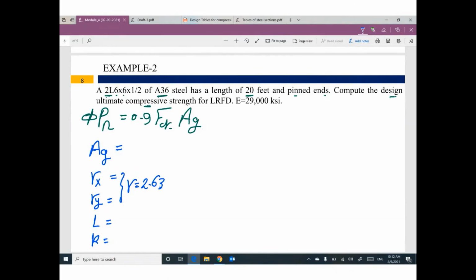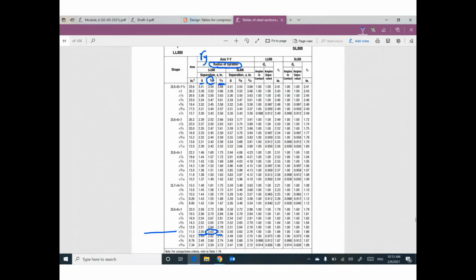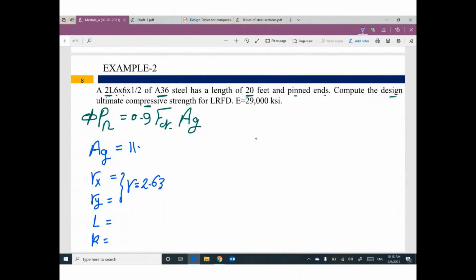What is the area gross? I forget. The area gross is 11.5. Area for the double angle, 6 by 6 by 1/2, is 11.5 inch square. What is the length of this member? It's given as 20 feet. Please convert it to inch. So I'm gonna multiply it by 12. It will be 240 inch. What is the value of K? Because it's pinned ended, it will be 1.